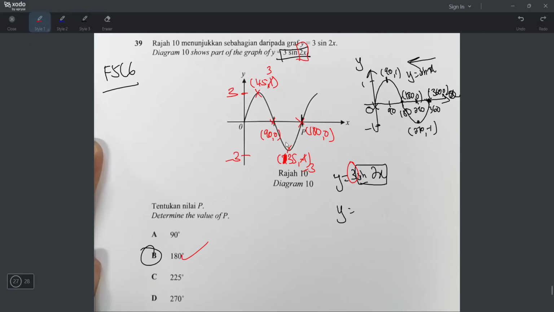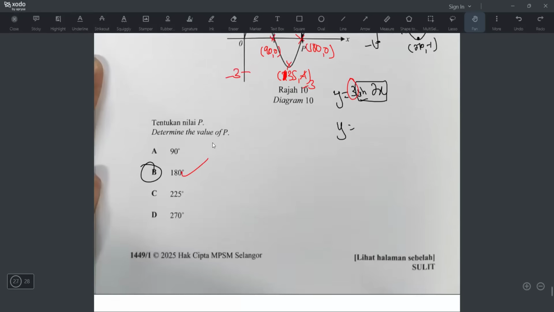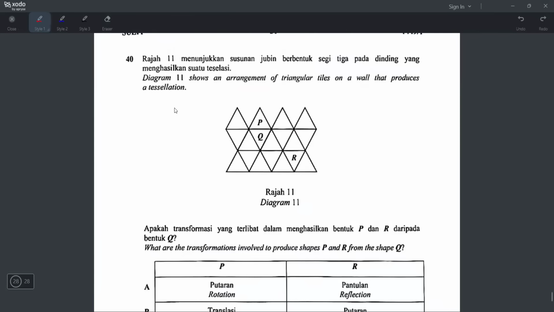Okay, all right. So hopefully you understand. That's how I would do it. All right, that's all. Okay, finally we are at the last question. Okay, let's finish it. Diagram 11 shows an arrangement of triangular tiles on a wall that produce a tessellation.